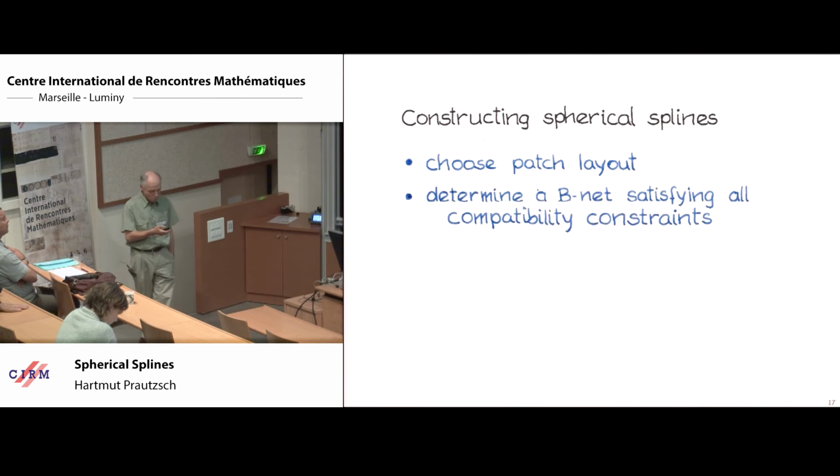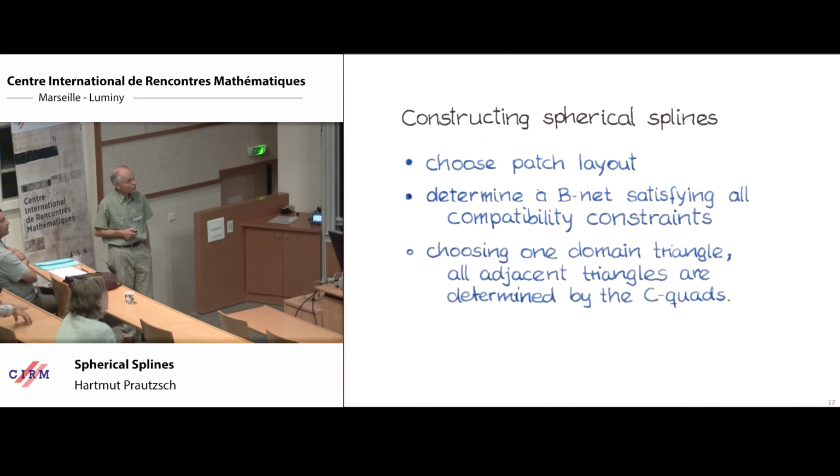Then we move the Bézier points so as to satisfy the compatibility constraints. And once we have done that, and then also satisfy the CK constraints, we are done. This is all we really need to do. And from that Bézier net and the C quads we have there, we obtain also the transition maps.